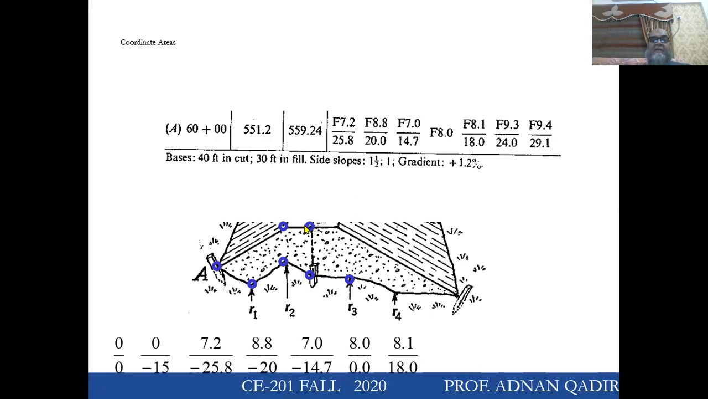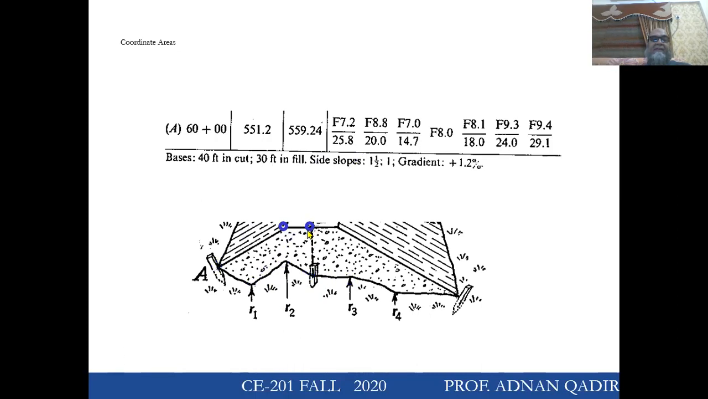This may be 0 minus 15 because x is taken. Let me see. Let me think once again. The first point is this. So this is 0. So the x coordinate will be 0 and the y coordinate will be 0 as well.